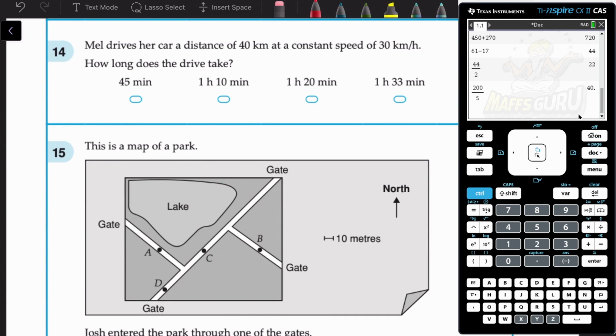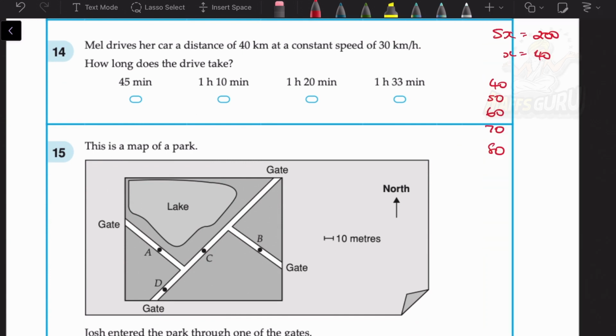Mel drives her car a distance of 40 kilometers at a speed of 30 kilometers per hour. How long does the drive take? Well, if she does 30 kilometers per hour and she travels 40 kilometers, we can use a formula for this. Knowing that speed is equal to distance divided by time, then time becomes equal to distance divided by speed. So the distance she did was 40 divided by the speed of 30.